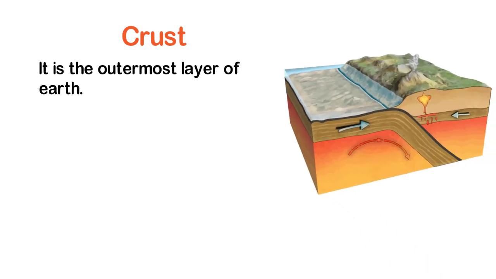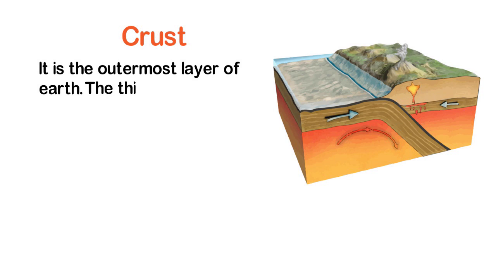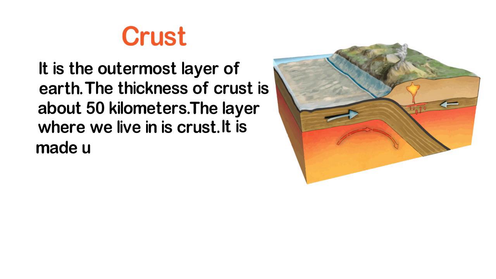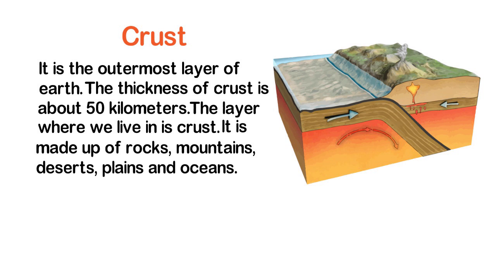Crust. It is the outermost layer of Earth. The thickness of crust is about 50 kilometers. The layer where we live in is crust. It is made up of rocks, mountains, deserts, plains and oceans.